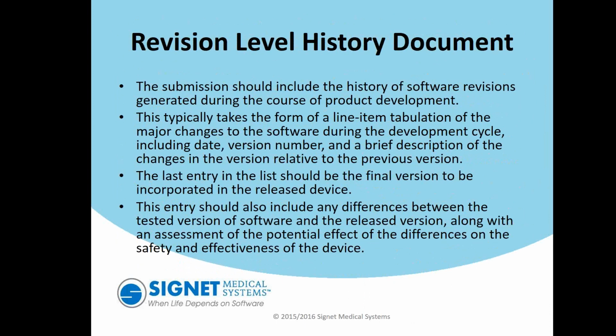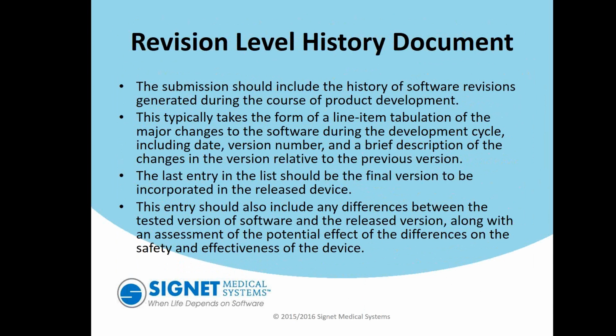Revision level history document. This is very important because they want to see that you've actually done iterations of your software and that you haven't just shown up with a whole bunch of software, released it, and then sort of ad hoc tested it. They want to see what the revisions are that you've generated during the course of the product development, and you can put this in the form of a table that talks about major changes to the software during the development cycle, including date, version number, and a brief description of the changes in the version.